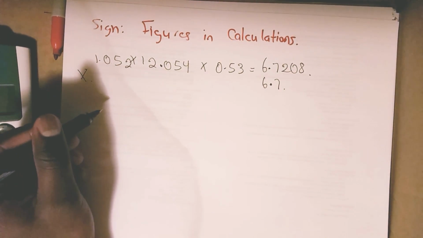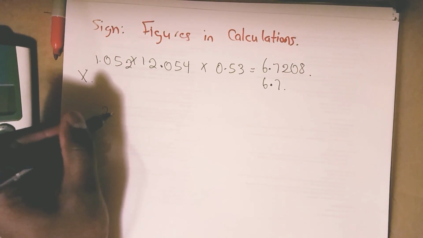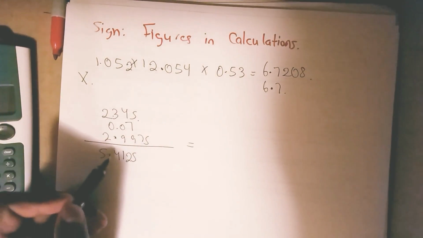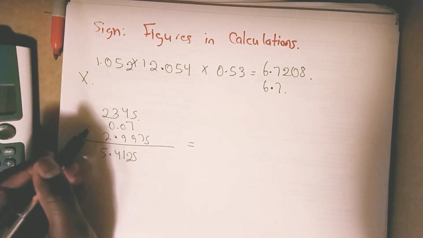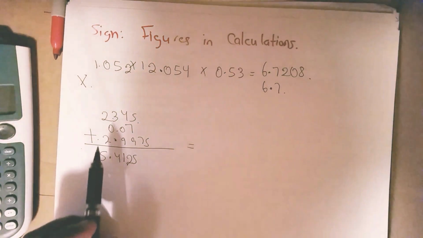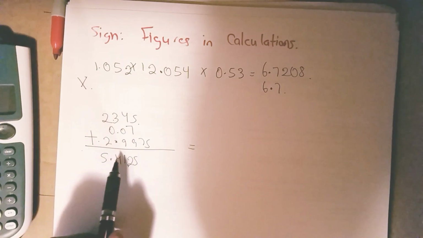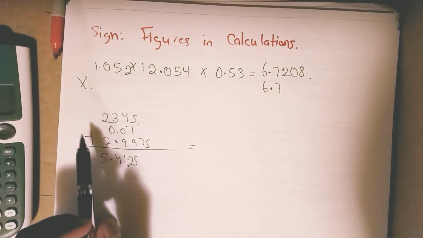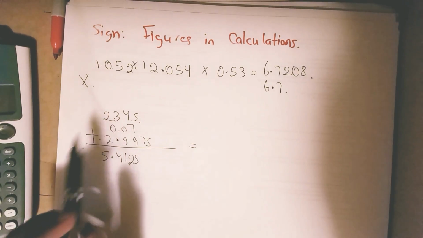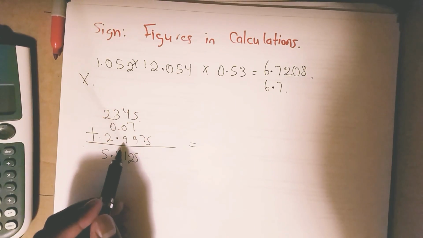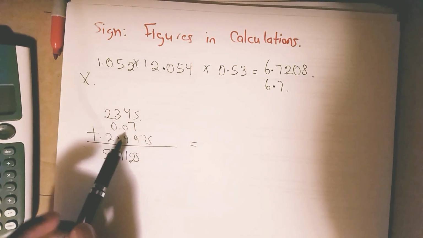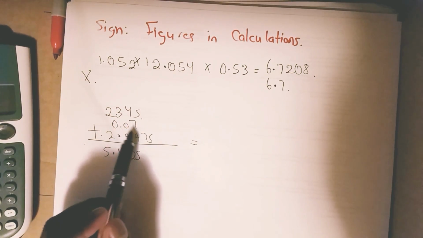Now when you add, say you have 2.345, like this number here. So when you add all these numbers up, you get 5.4125. When you add in significant figures, right? When you're adding numbers, you take the least amount of decimal places. It's very different from multiplication. So when you add, you take the least amount of decimal places.